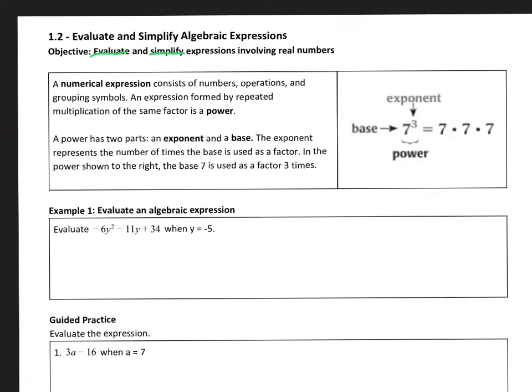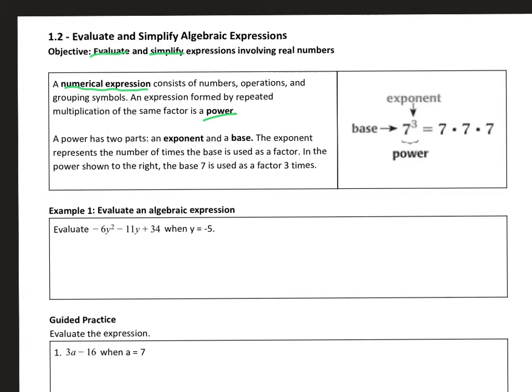So a quick review of expressions. A numerical expression in this definition talks about it consisting of numbers, operations, and grouping symbols. Grouping symbols are generally going to be parentheses for our purposes. An expression performed by repeated multiplication of the same factor is called a power. And your understanding of powers is going to get developed and advanced in this course, but in a later unit. So on the right is an example of a power.